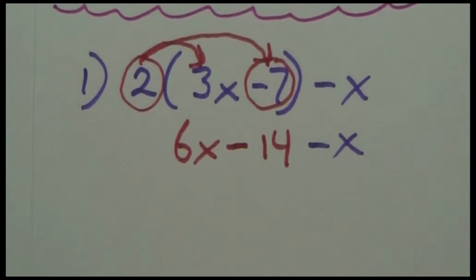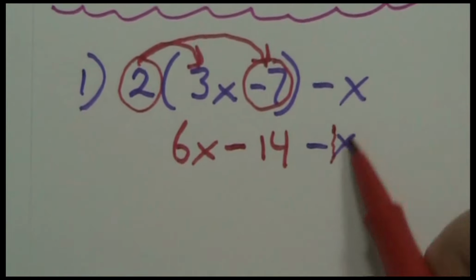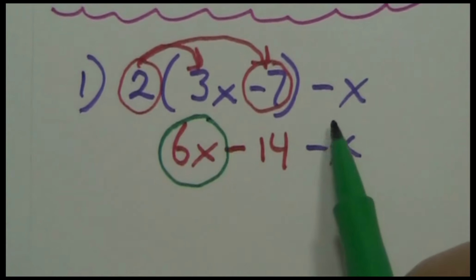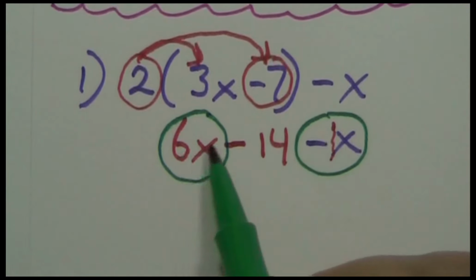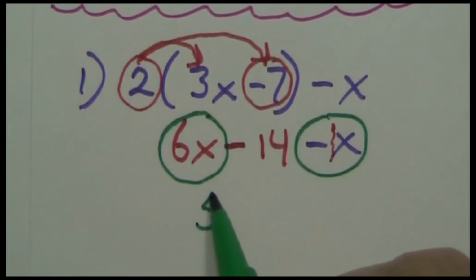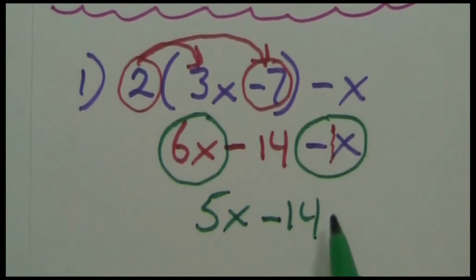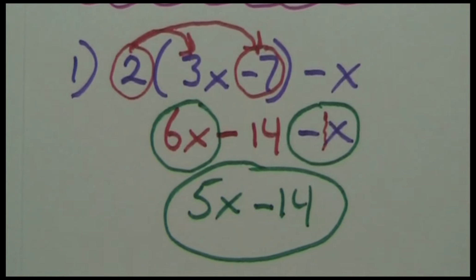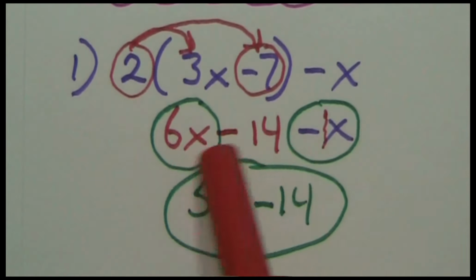Now if you remember, there's the invisible 1 in front of the x. That's the coefficient right there. You can just draw that in if you want. So we need to go ahead and put our x's together, our coefficients. And I see I have a 6x and a negative 1x. 6 minus 1 is 5. And then this is all I have left, minus 14. And now it is simplified. That's all we can do. So we did distributive property and then combined like terms.